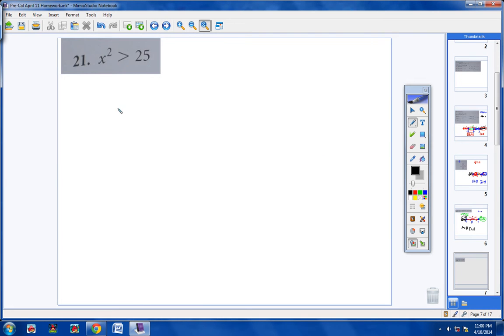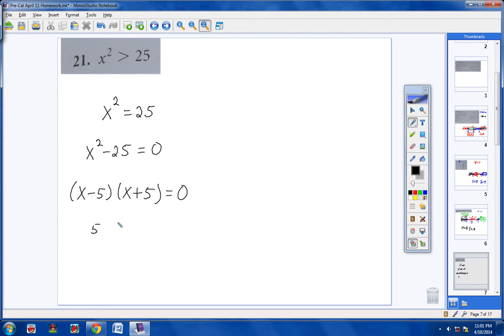Number 21, okay? The first thing we do is we replace the original problem with an equal sign, and then we're going to bring the 25 over and make it a negative 25. And now we're going to solve this. And of course, we would factor: x minus 5, x plus 5 equals 0. Now, the number that satisfies this parentheses would be 5, and the number that satisfies this parentheses would be negative 5. So there are our two critical values that we're going to use, positive and negative 5.